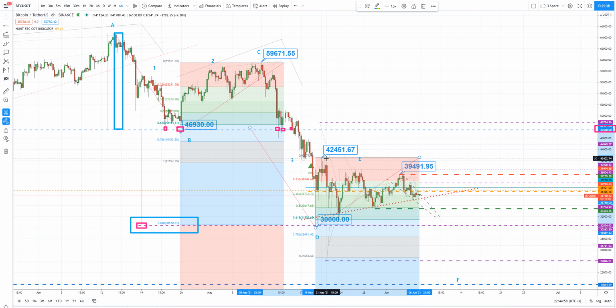Note how perfectly almost it makes the 42,451. So what are we saying? The selling legs, that's 1, 3, and 5. 1, 3, potential 5. The selling legs and the buying legs, 2, the even numbers, and the extension.